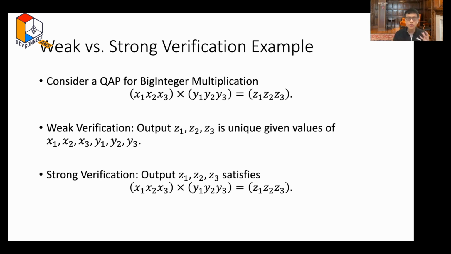We would consider this QAP to be weakly verified if we could show that Z1, Z2, and Z3 were unique given the values of X1, X2, X3, Y1, Y2, and Y3. For strong verification to be shown, we would need to show that the output Z1, Z2, Z3 of this QAP, which is a system of equations, satisfies X1, X2, X3 times Y1, Y2, Y3 equals Z1, Z2, Z3. So there's a difference here. And note that with strong verification, we can hope to use downstream properties of X, Y, and Z, whereas in the weak verification, we can just show that Z1, Z2, and Z3 are unique.